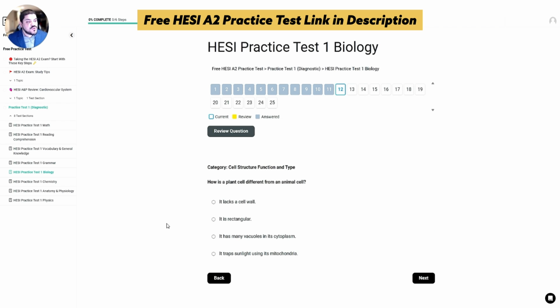All right, question number 12. How is a plant different from an animal cell? It lacks a cell wall. It is rectangular. It has many vacuoles in the cytoplasm. It traps sunlight using its mitochondria. All right, I'm gonna change this one up a little bit. Let's go through the options first.